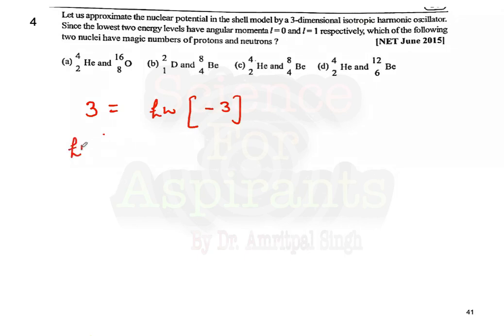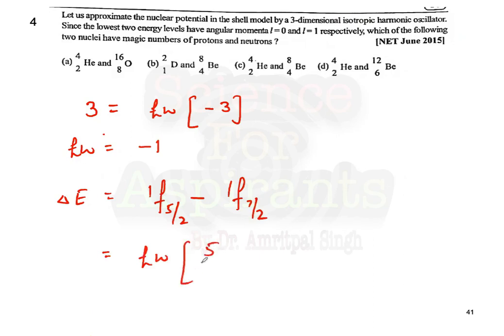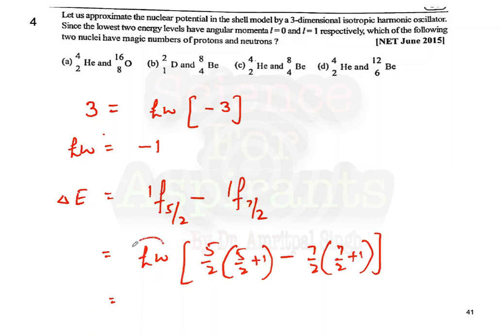So what does it mean? We can find out the value of h bar omega, which comes out to be -1, and now we will use it for the f orbital. So that will be equal to 1f 5/2 minus 1f 7/2, which is h bar omega times 5/2 into 5/2 plus 1 minus 7/2 into 7/2 plus 1. When you solve it, it comes out to be h bar omega, and we know it is of the order of -1.